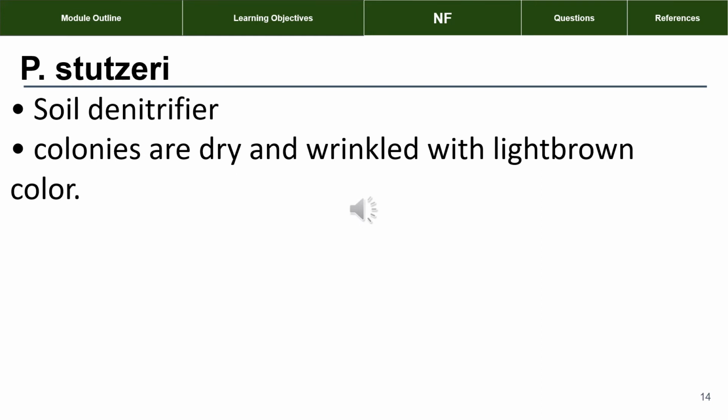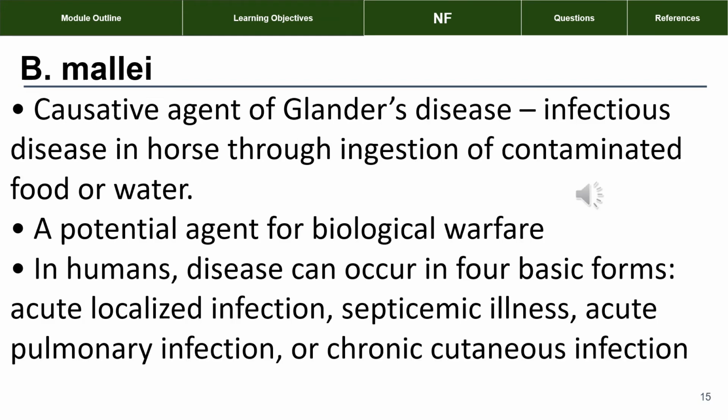Now move on to the next species, which is your Pseudomonas stutzeri. The one that you have to remember here is that this is a soil denitrifier. So your colonies are dry and wrinkled, and they appear to be light brown in color. Next up, we have your Burkholderia mallei. This is the causative agent of your glanders disease, the infectious disease in horses through ingestion of contaminated food or water. So this is also known to be a potential agent for biological warfare.